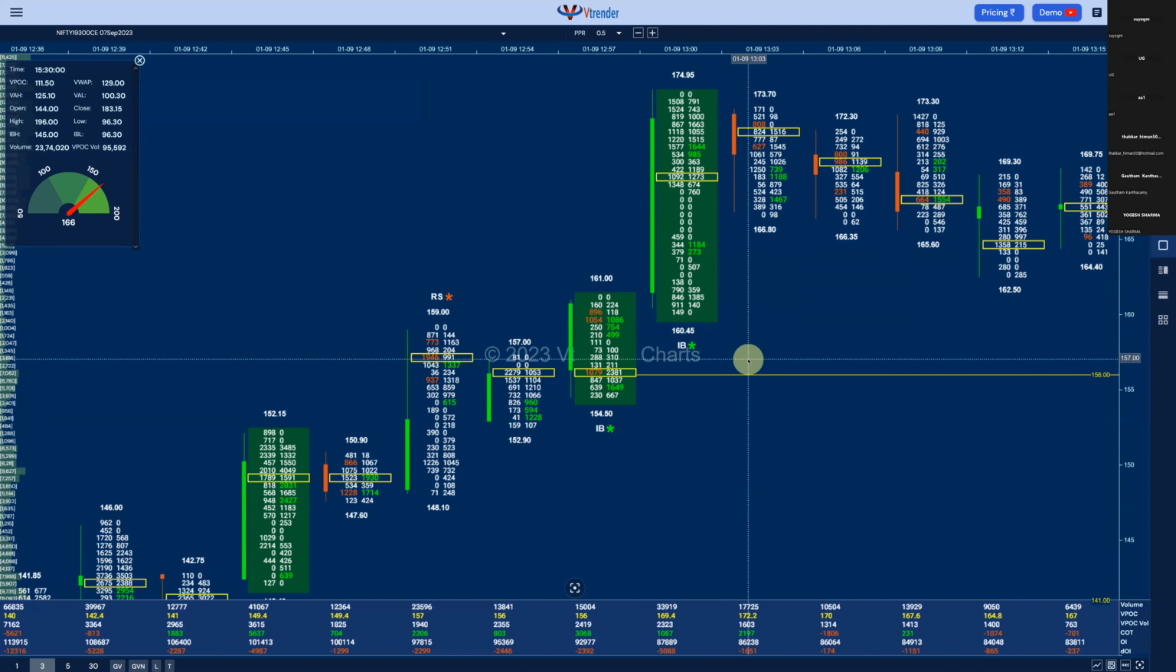Yeah, this is the 3-minute chart. We work with a 3-minute chart and a 30-minute chart. The 30-minute chart is an idea about structure, and the 3-minute chart will tell us what is going on.